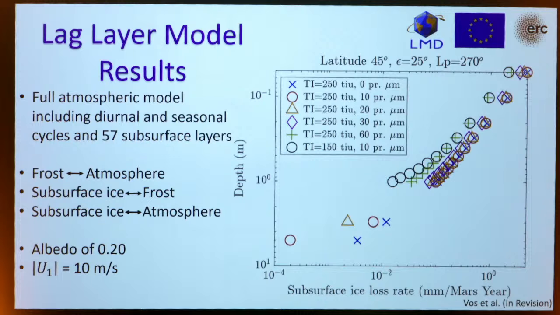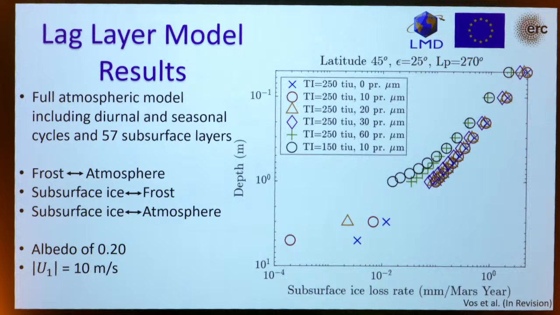This is for latitude 45, obliquity of 25, and perihelion alignment of 270. And on the y-axis, we have the depths, and on the x-axis, we have the subsurface ice loss rate in millimeter per Mars year. Generally, we can see that as we are closer to the surface, the loss rate is higher, and as we go deeper and deeper, the ice loss decreases significantly. Just note that both x-axis and y-axis are in a logarithmic scale.